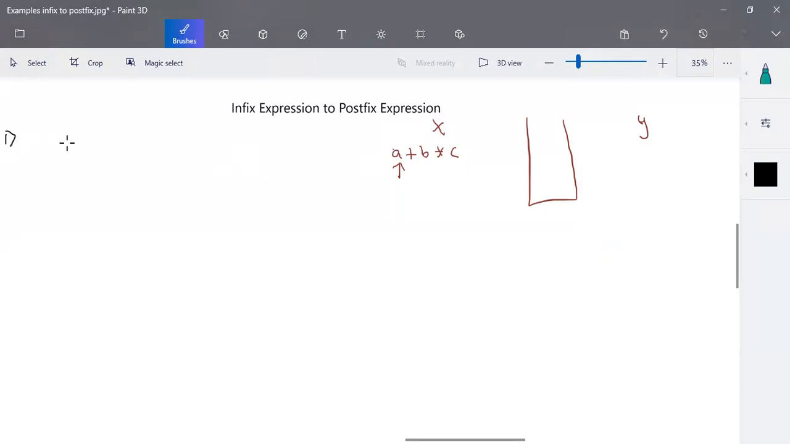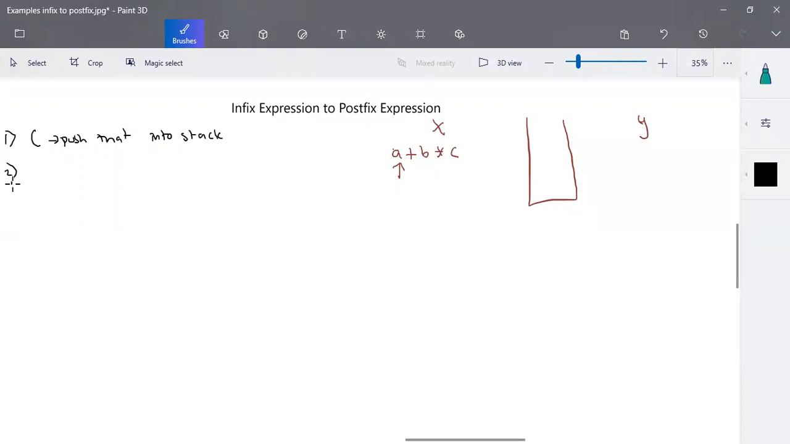So step one is, if the element that is scanned from the infix expression is a left parenthesis, or an open bracket, we have to push that into the stack. This is your first step.